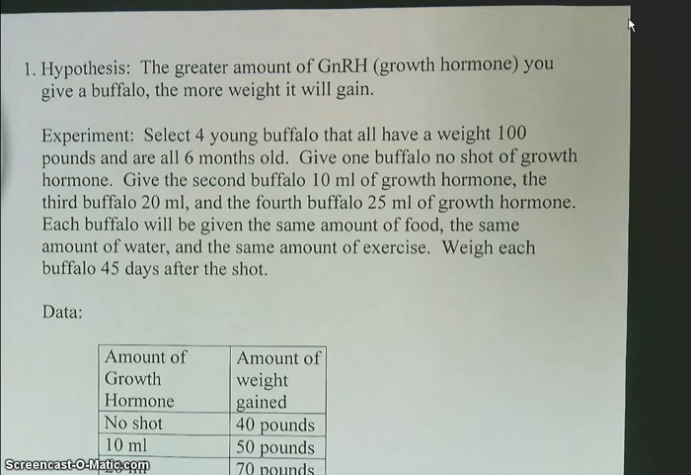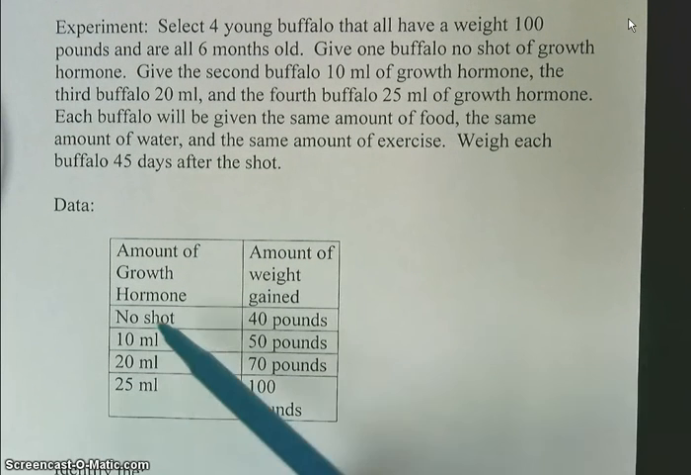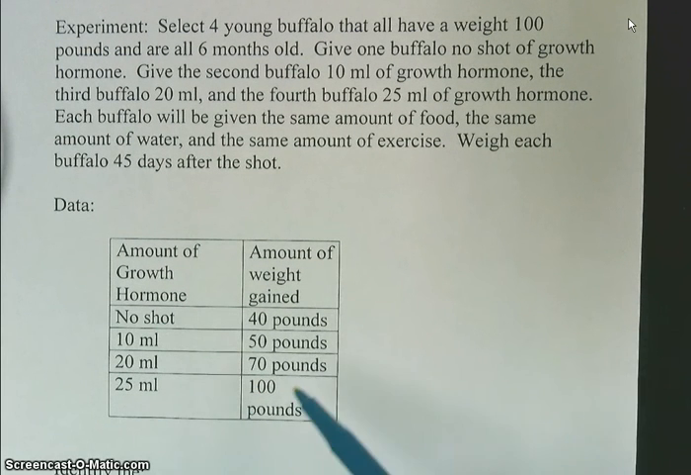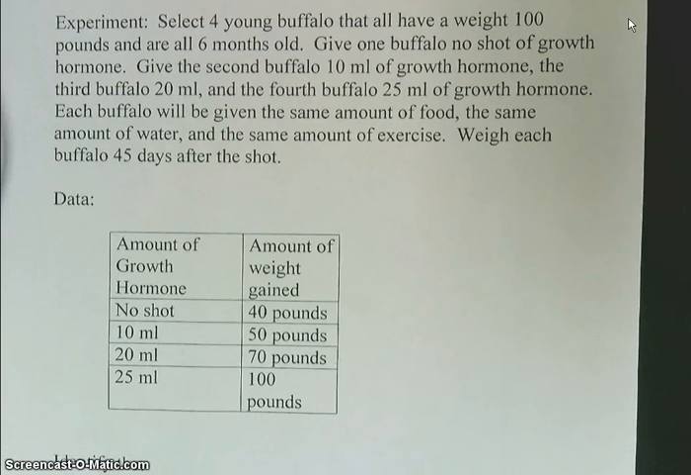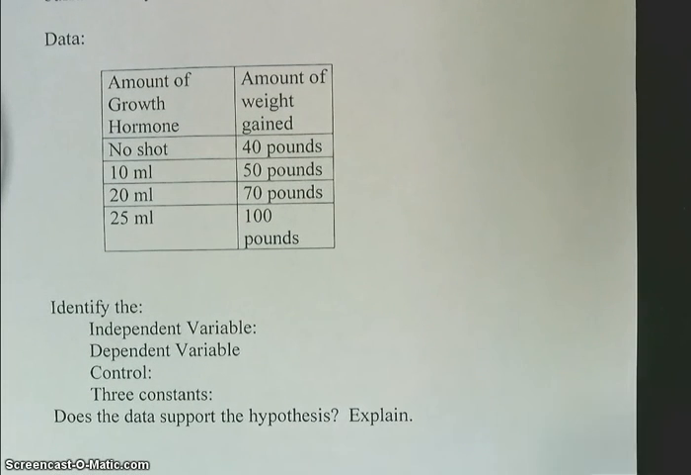Now each buffalo is given the same amount of food, same water, same amount of exercise. They are given everything absolutely the same. Okay, they weighed the buffalo 45 days after the shot. Now, here's the data after those 45 days. So again, here are your 4 groups. Here are your results or increases in weight. I want to know independent variable, dependent variable, constants, control.